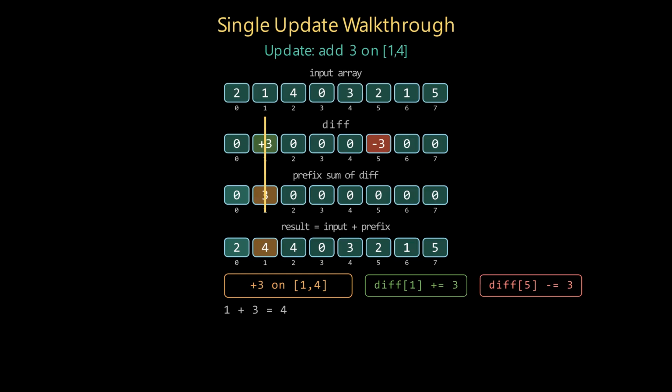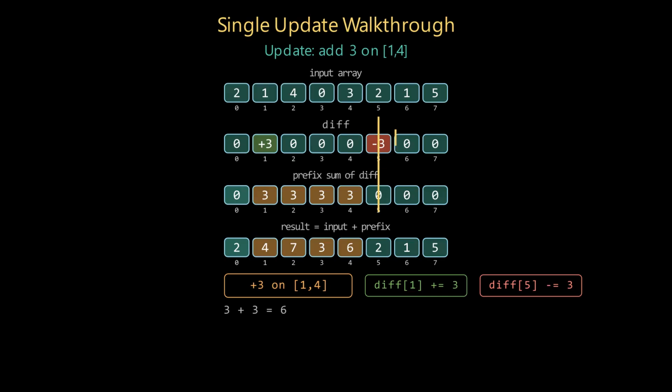The result is input 1 plus 3, which is 4. Index 2 has diff 0, so running stays 3. The result is input 4 plus 3, which is 7. Index 3 also has diff 0, so running is still 3. The result is input 0 plus 3, which is 3. Index 4 has diff 0, so the plus 3 is still active. The result is input 3 plus 3, which is 6.